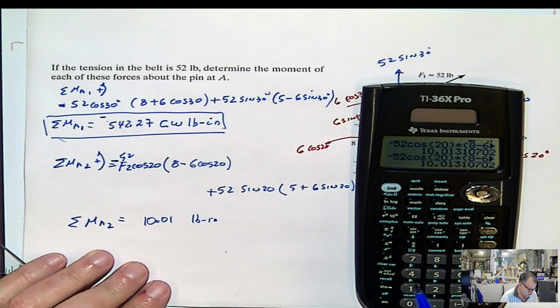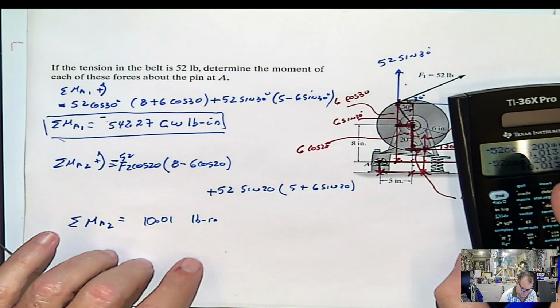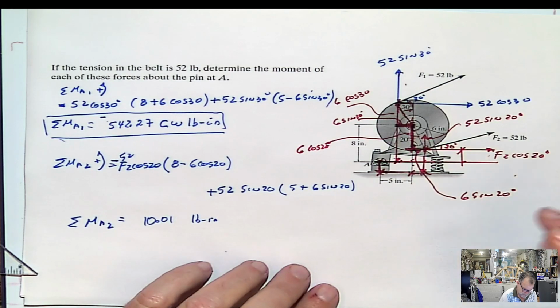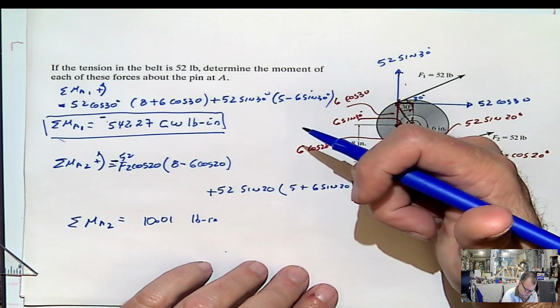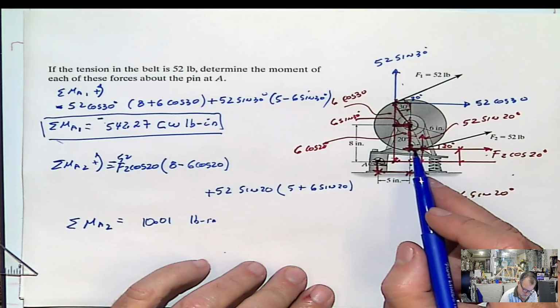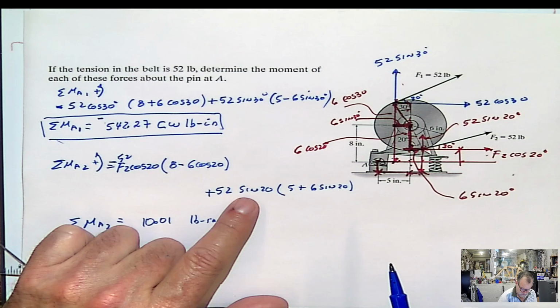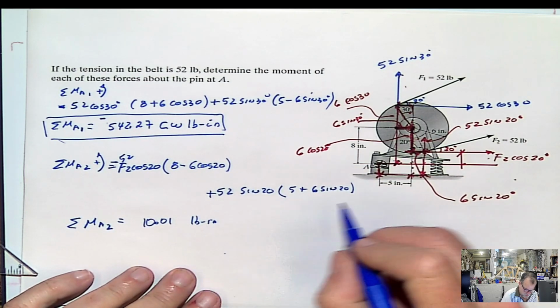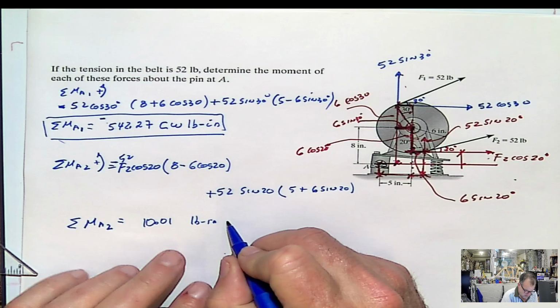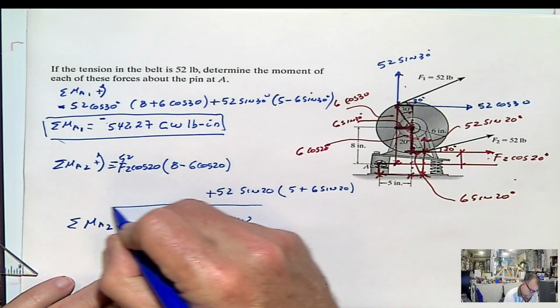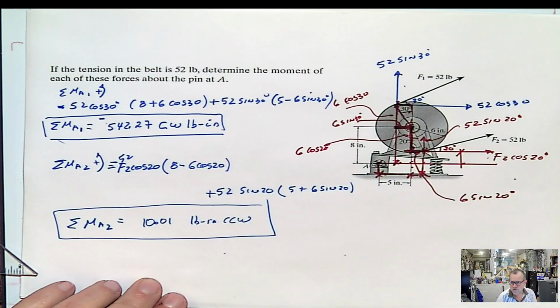And because I assume counterclockwise as positive, that's what we did, right? This one, 52 sine 20, positive, this one negative, correct? Then the result will be counterclockwise. And that will be the answer for this problem.